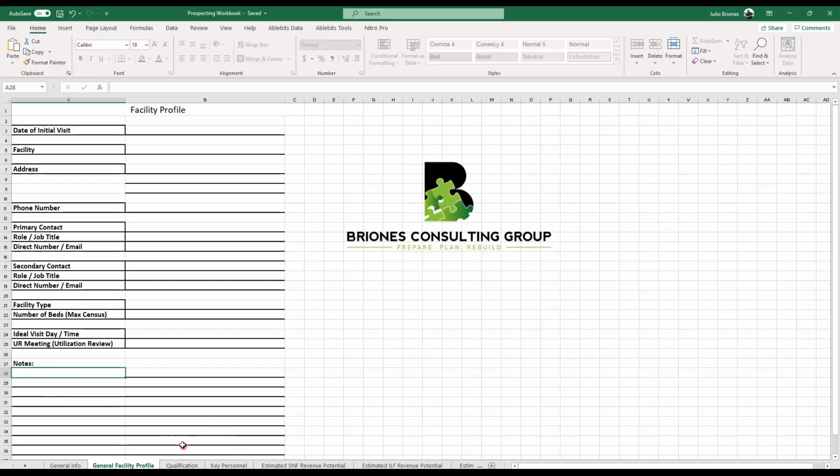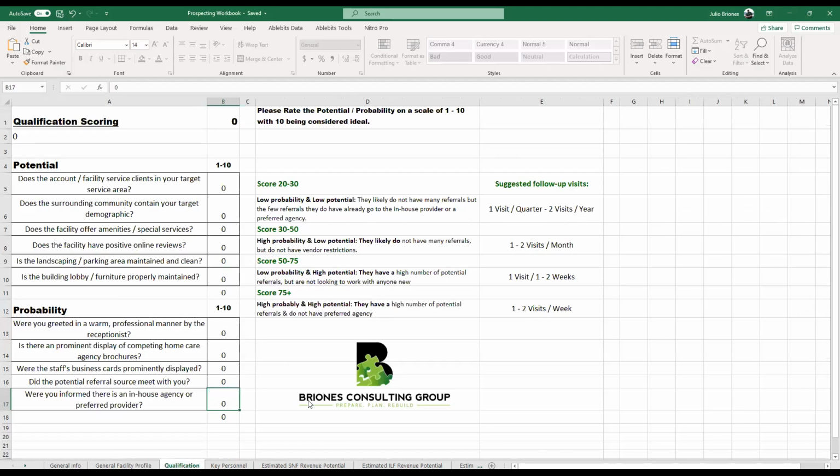So now that we have our basic facility profile built, let's look into account qualification. This is designed to help you understand the potential versus the probability of a facility giving you clients. So what is the potential? The potential is how able the facility is to provide you with a client. Do they service the clients in your target area? Are they Medicaid? Are they Medicare? Do they serve your specific client?